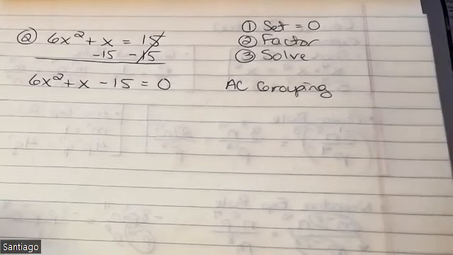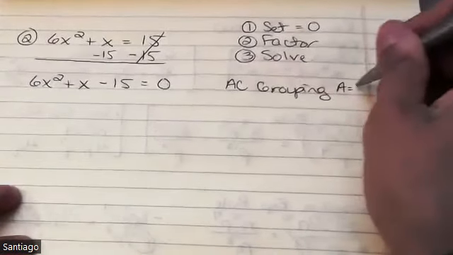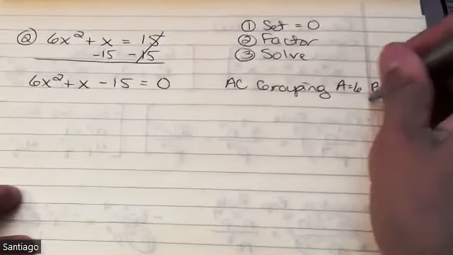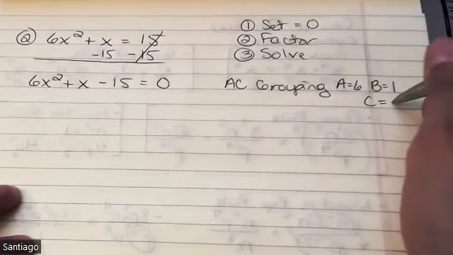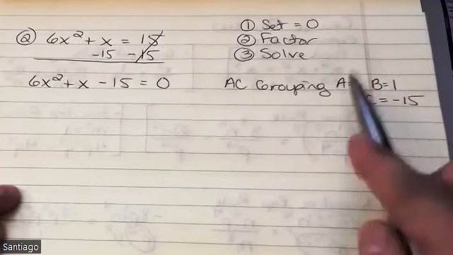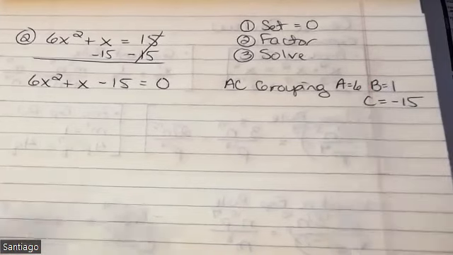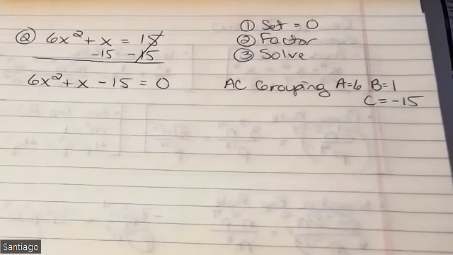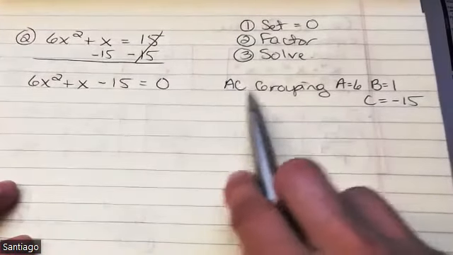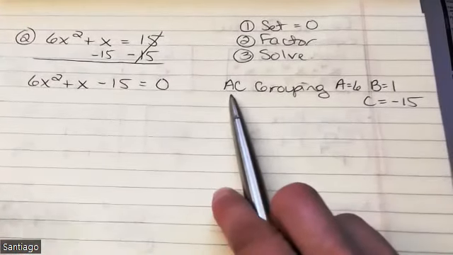So A would be 6, good. B would be 1, and C would be -15. Yes, I love it. We have a trinomial whose leading coefficient is bigger than 1. Immediately AC grouping. I love that, Arnold. That was fantastic. So according to the name, this says take A and C and multiply them together.